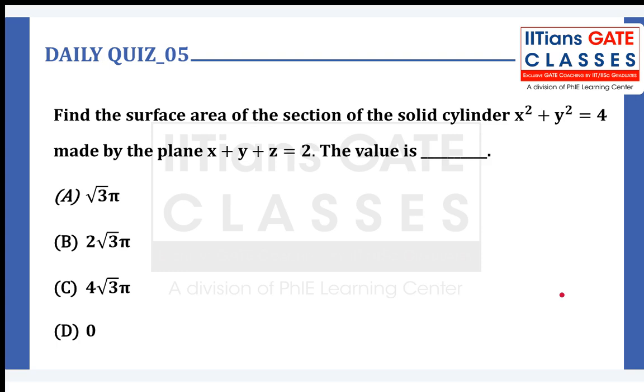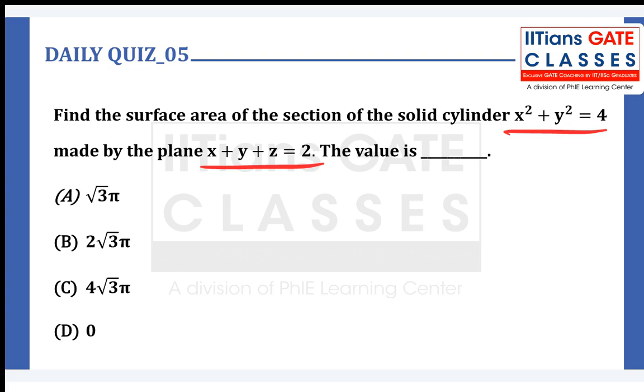Now let's come to the 5th question. Here you are supposed to find the surface area of a section of a solid cylinder. They have not mentioned the limits on the height of the cylinder, so you can assume that it goes till plus minus infinity, that's fine. What they are asking you is the surface area of a section of a solid cylinder made by the plane x plus y plus z equal to 2.